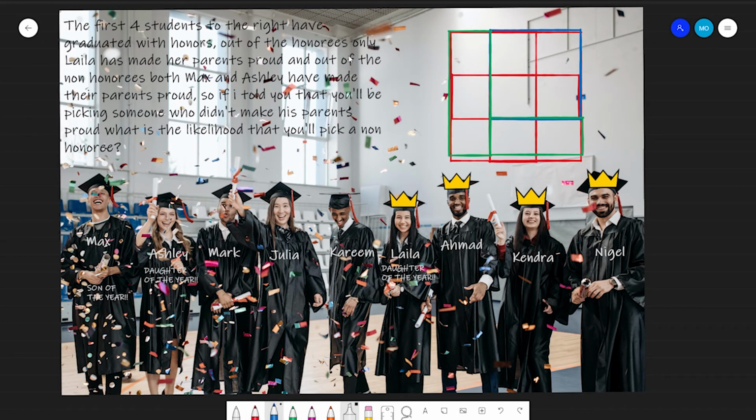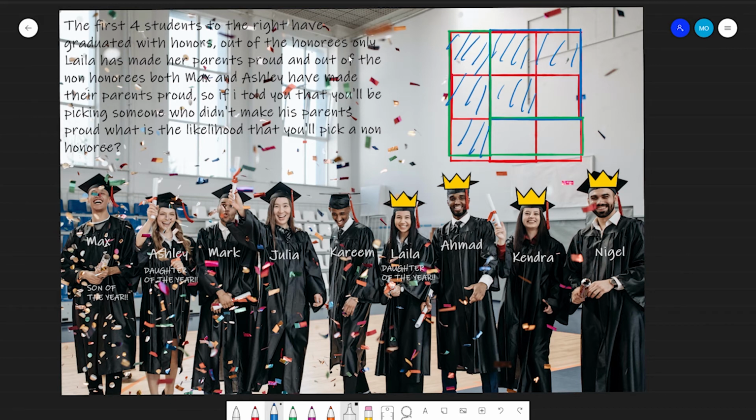But let's visualize this before we do. Now, these are the non-honorees, and 3 out of those 5 happen to be those who didn't make their parents proud. And these 3 out of those 4 are the ones who failed their parents and are honorees. So this is now the space that we know for a fact we have selected. So we can only land randomly anywhere in here.